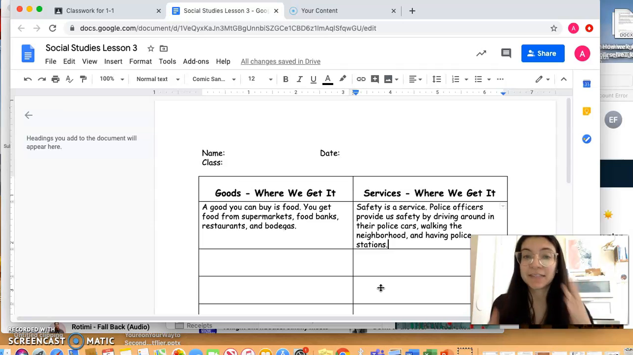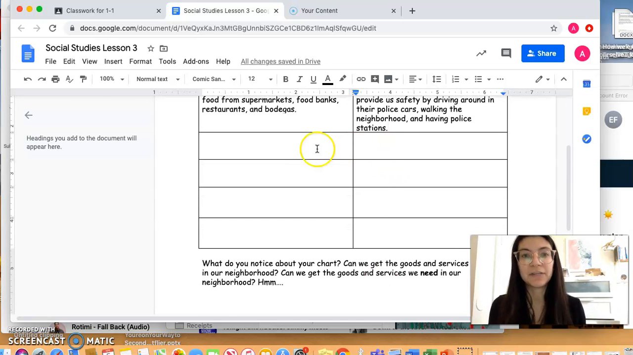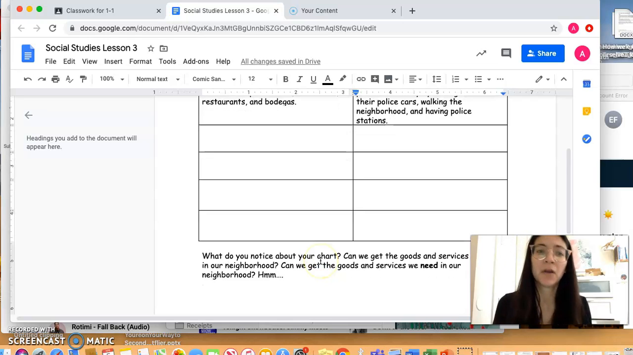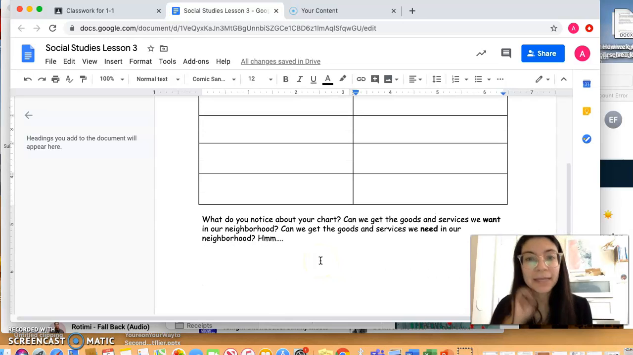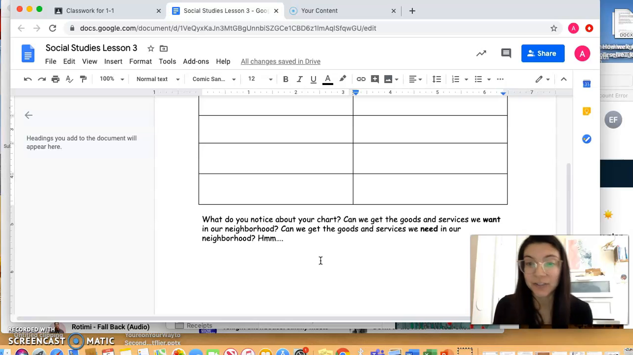Okay, I'm going to leave this example on your worksheet, and your job is to finish filling this in. See if you can come up with four more examples. Then, what do you notice about your chart? Can we get the goods and services we want in our neighborhood? Can we get the goods and services we need in our neighborhood? That will push your thinking a little bit further and see how we can get these different goods and services. Okay, guys, I look forward to reading your answers.